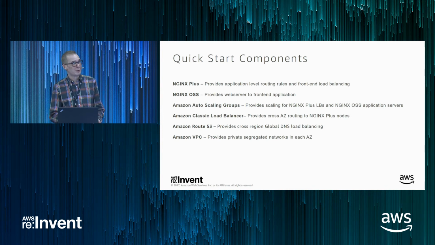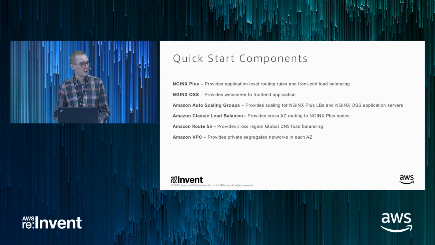And we're using that Amazon Classic Load Balancer to provide that cross-AZ routing and high availability. Also, we're using the Amazon Route 53 for the global server load balancing to send that traffic between multiple regions. And then finally, the VPCs to give you that private network inside each of those availability zones.